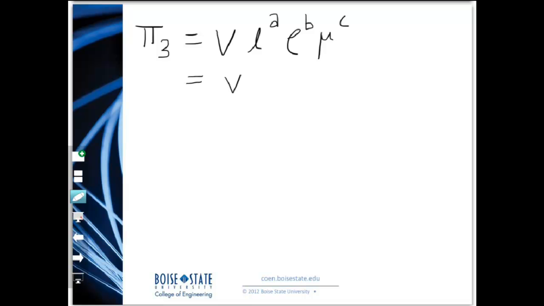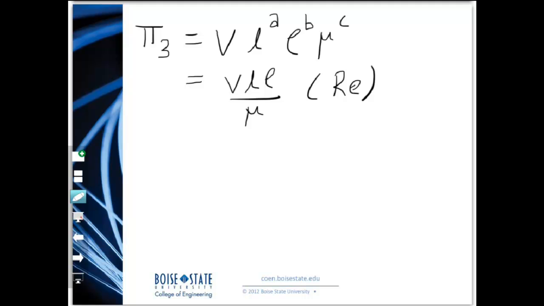Okay, so we found 2 pi groups. We still need to find 2 more. So pi 3 would be, now V is our non-repeating variable, L power A, rho power B, mu power C. Okay, so if you substitute the primary dimensions and then equate the powers to 0, you get pi 3 as V L rho over mu, which is your Reynolds number.